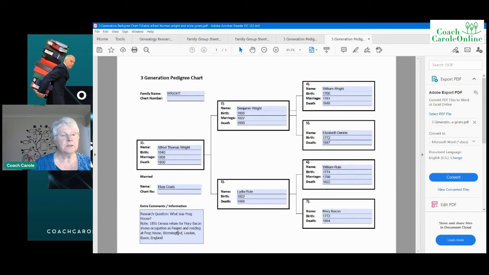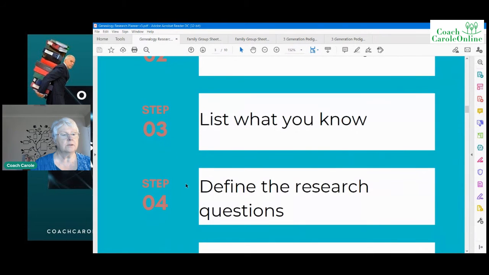I suspect that it's a residence for those who are living in poverty and is probably listed there in Wormingford, but I'm not sure about the Frog House. What does that mean? So it's another question for me to go searching for. Very easy to fill in. It's a PDF fillable form that I'm using, and I'm focusing in on this particular tip here.